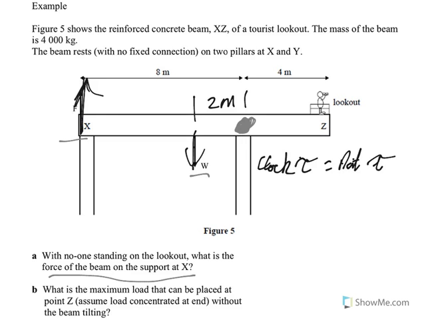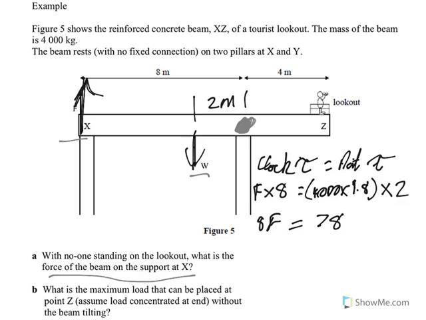Alright, so my clockwise torque is this here. So F by 8. My anti-clockwise torque will be the weight force, 4,000 times 9.8, and times the distance it's from, which is times 2. Looks like in the notes I've been good this time, and I've used 9.8. And when we get that, we get 8F is equal to 78,400. So the force, when we divide by 8, is 9,800 Newton.